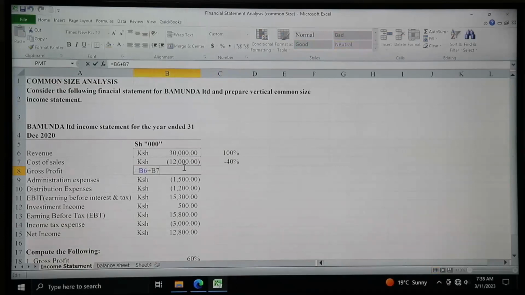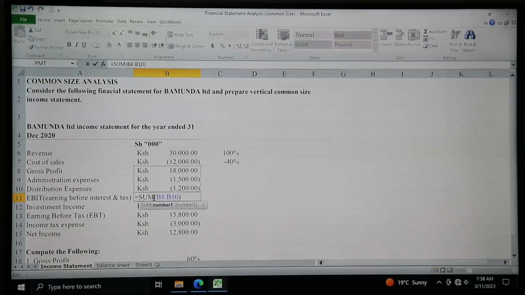Then we are given administration expenses that are given as negative, that is negative 1,500. Of course the values are in thousands. Then you have the distribution expense that is already given as this. Then the earning before tax. So which earning before tax? You sum the gross profit, then you less those two expenses.